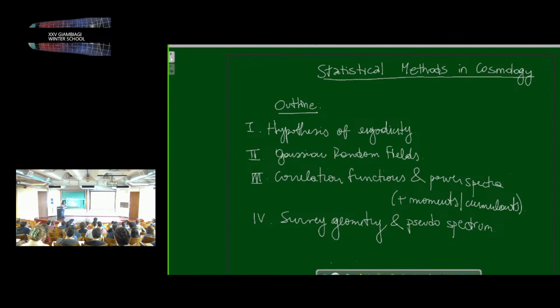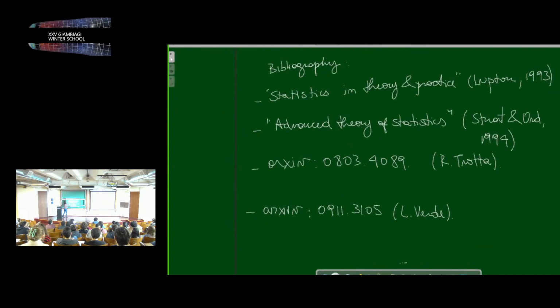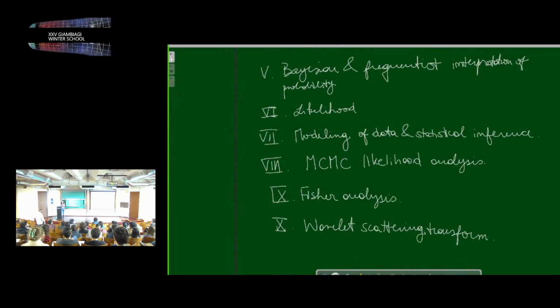We'll start with the hypothesis of ergodicity. We will move on to Gaussian random fields, start talking about correlation functions and power spectra, and I will talk a little bit, hopefully today also, about moments and cumulants, a little bit about survey geometry and pseudospectrum. Then we will move on to talking about Bayesian and frequentist interpretation of probability in the context of cosmology.